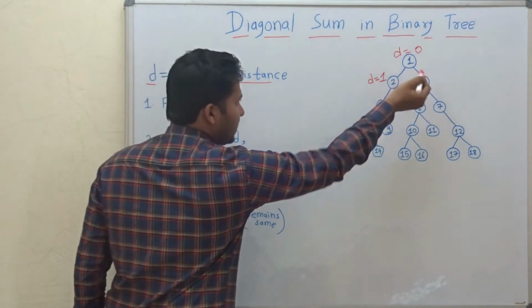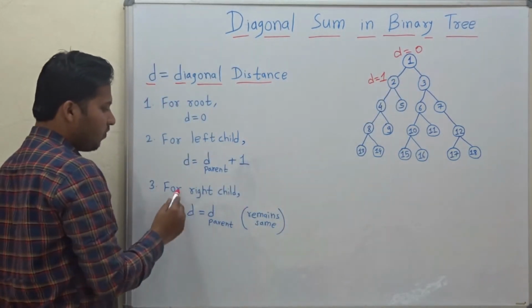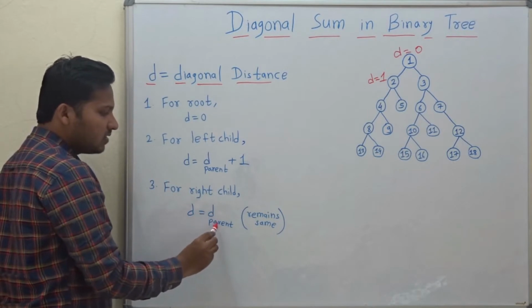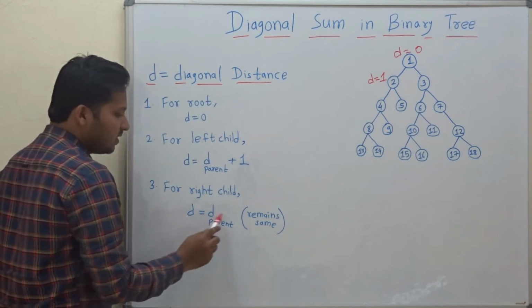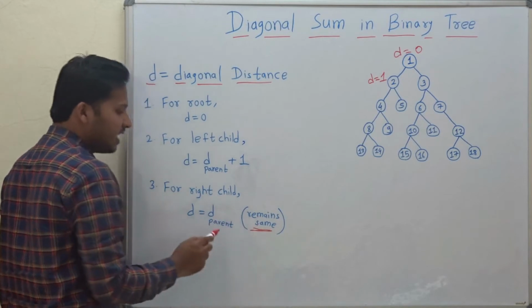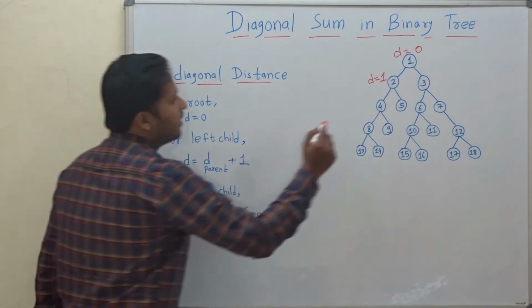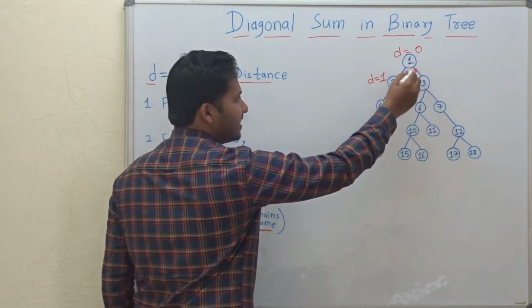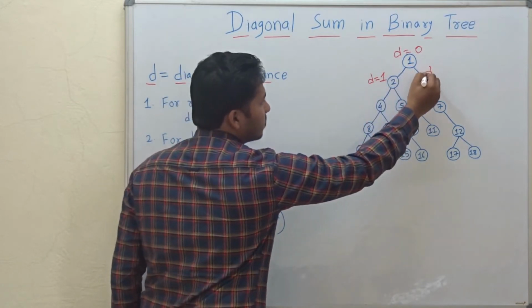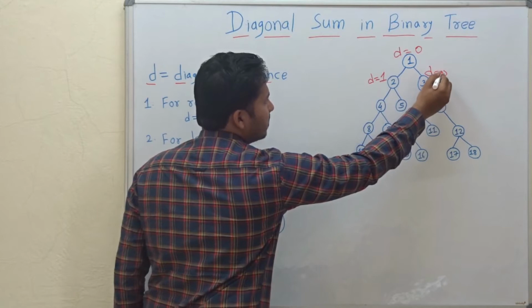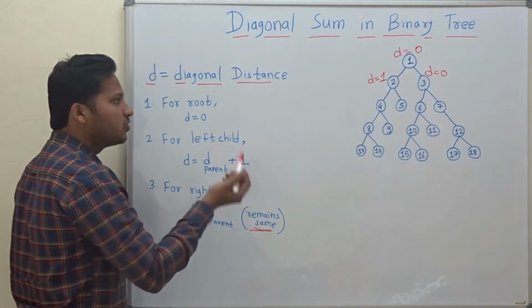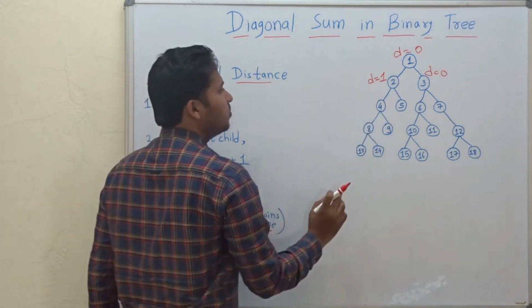Now for right child, the third rule is for right child the diagonal distance is equal to diagonal distance of parent, means the diagonal distance remains same as that of parent. So for every right child the diagonal distance remains same as of parent. So the diagonal distance will be 0. It is same as parent. Let's go ahead and assign the distances to each node.